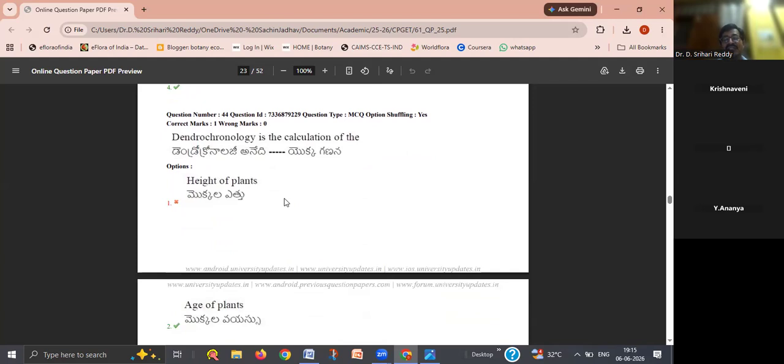And dendrochronology, what is dendrochronology? In the secondary growth of the dicots, we see that each year there is one annual ring formation. So based on the number of annual rings, we can predict the age of the tree. That study of the calculation of the age based on the number of annual rings is called dendrochronology.